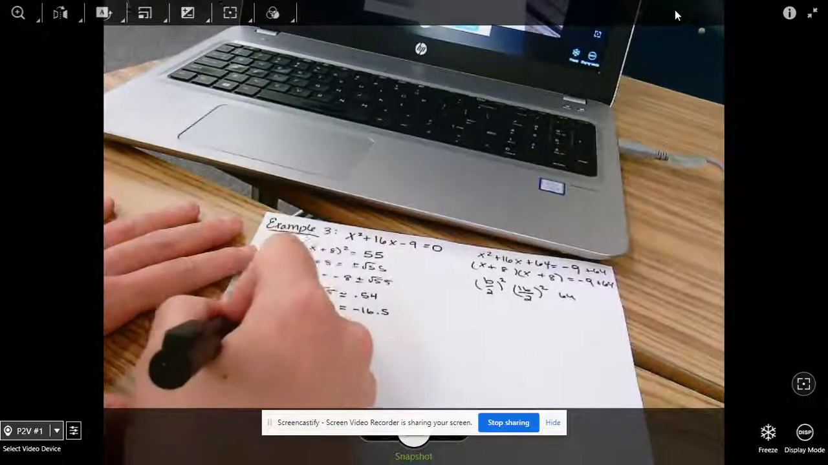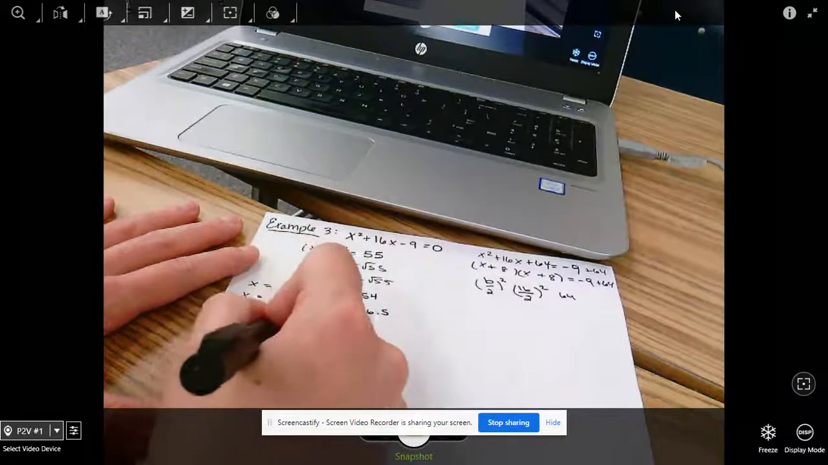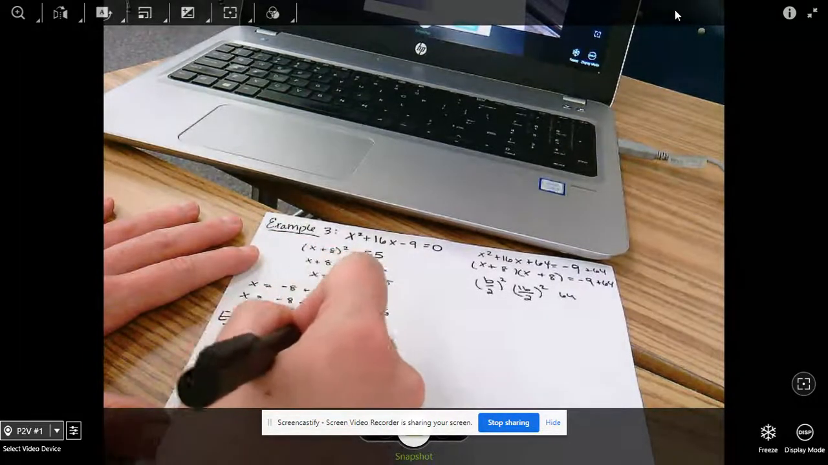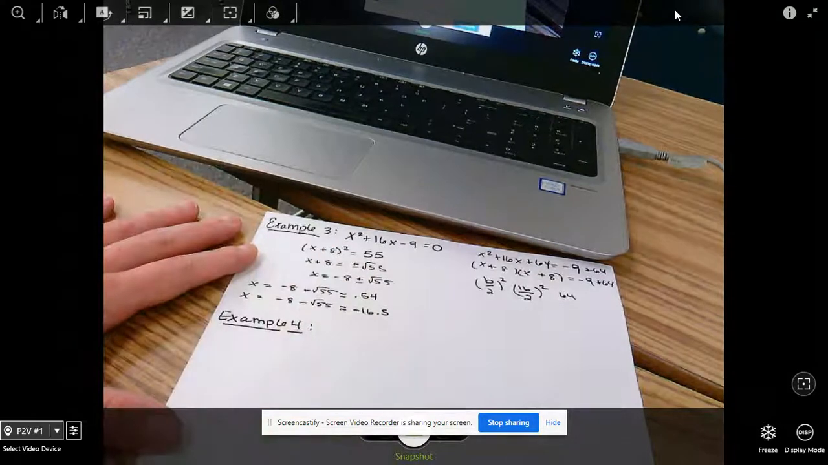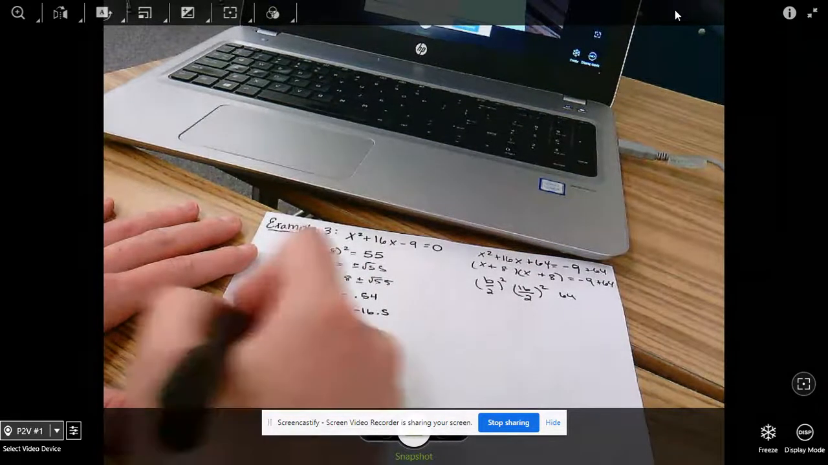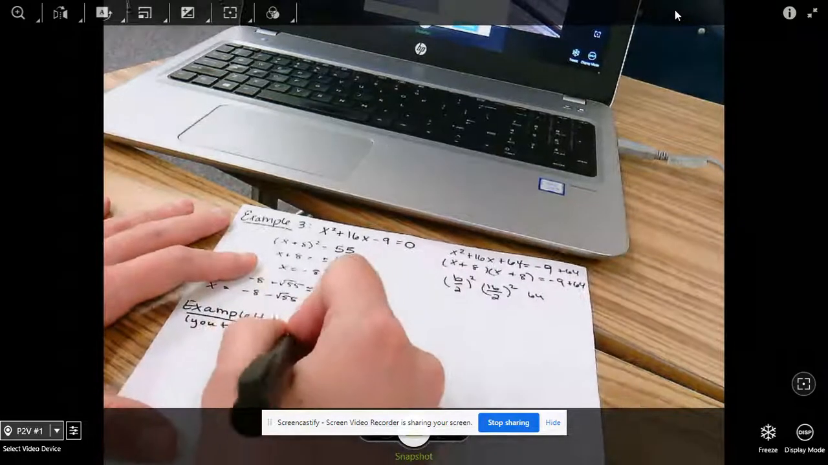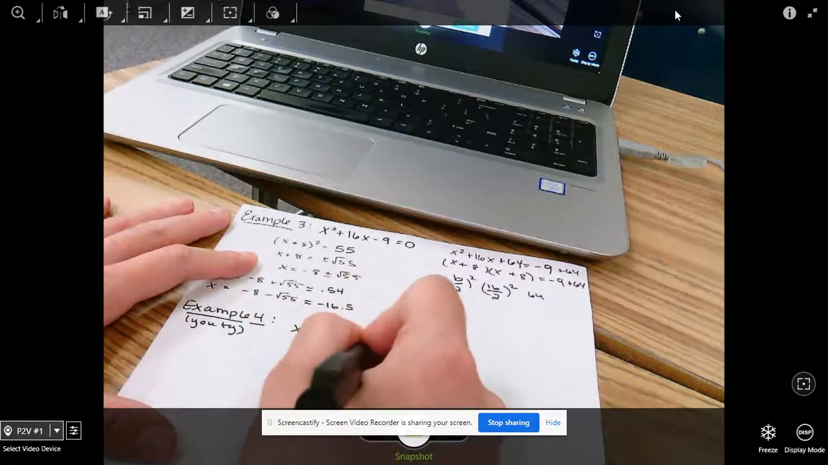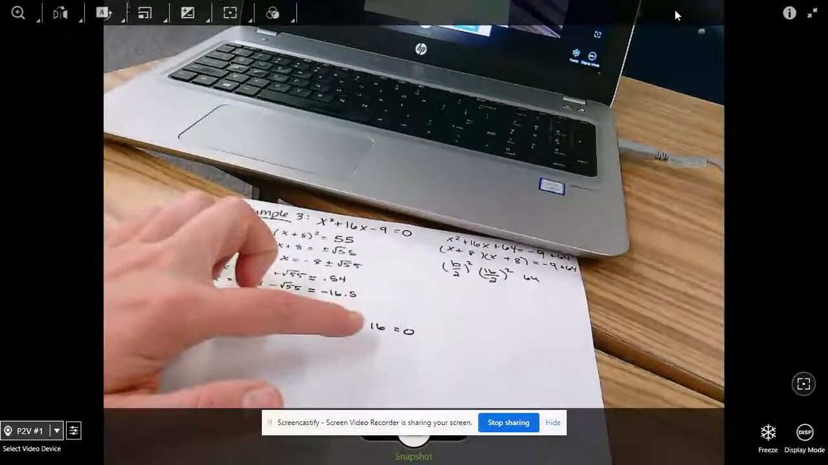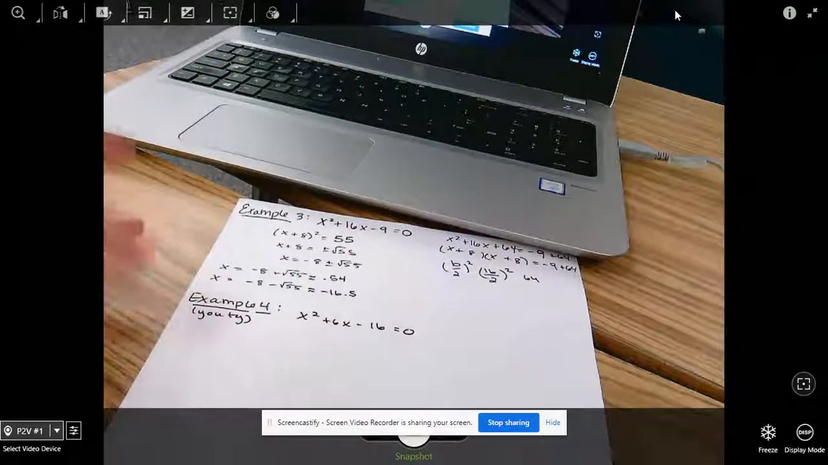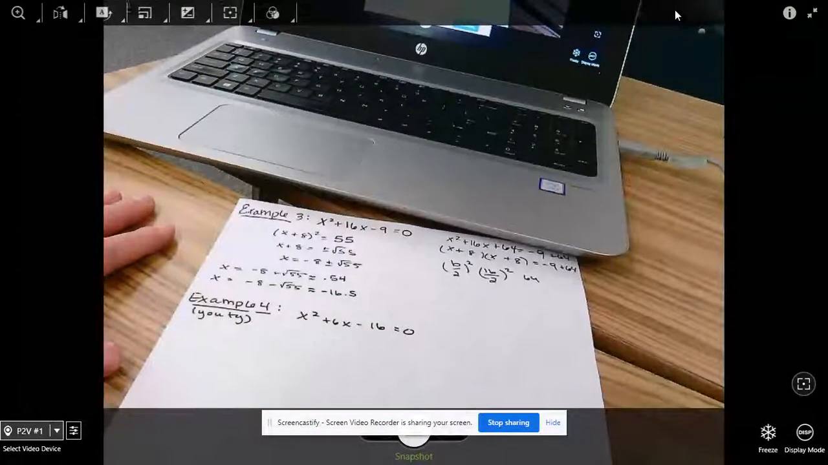Example 4, or a you try. I should have written you try. You are going to do the same thing. You are going to be given x squared plus 6x minus 16 equals 0. I want you to move that 16 off to the side, create a new constant, and do what I just did. Pause the video and go ahead.